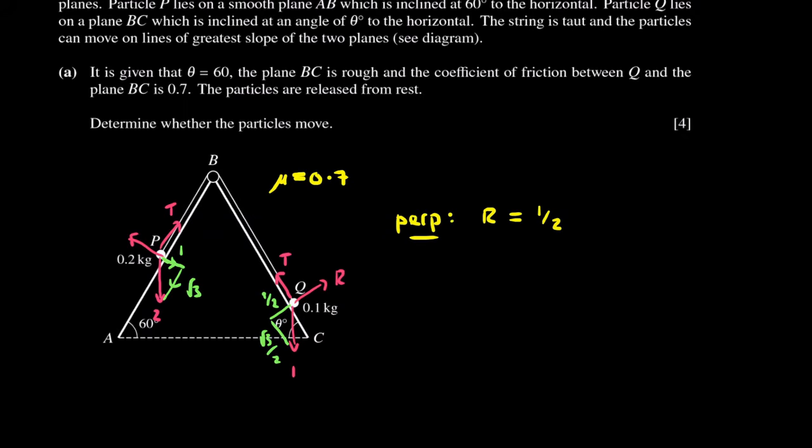Well, if that's the case, we can then say that limiting friction, F limit, is equal to mu times R. And mu in this case is 0.7. So we've got 0.7 times by half, which is 0.35 newtons. So basically what we've got to really determine is whether or not the forces that are acting on Q are going to be sufficient to overcome this limiting friction and hence for the particle to move.